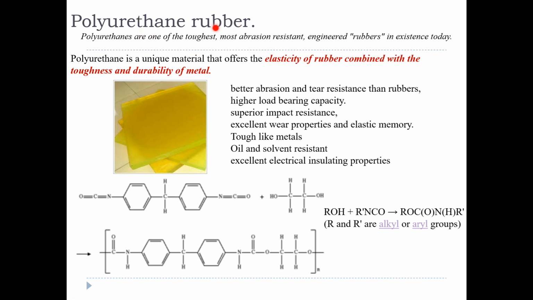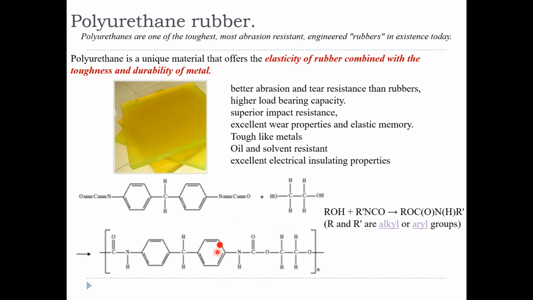Next is polyurethane rubber, one of the toughest, most abrasion resistant rubbers, most engineered rubber that exists today. It is a unique material. It has the elasticity of the rubber, also the toughness and durability of a metal. So just look at the contradiction over here. It's durable as metal which is supposed to be very hard, yet it is very elastic. This is polyurethane. This is how it is.